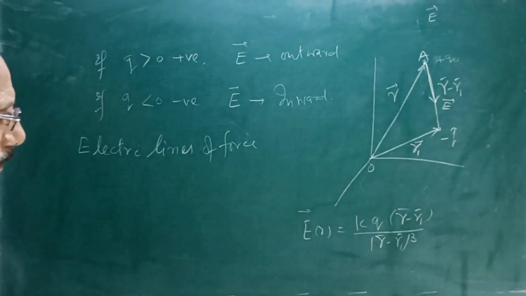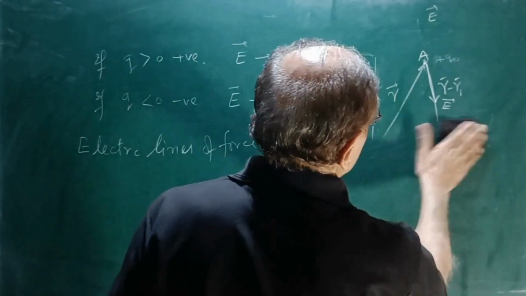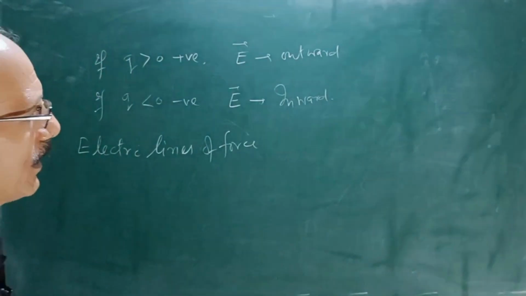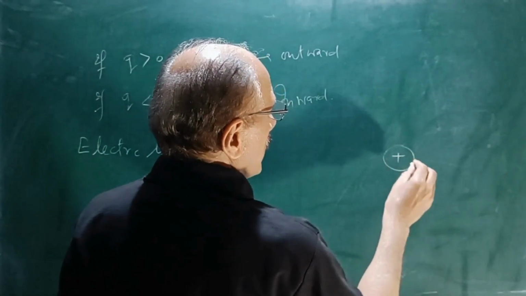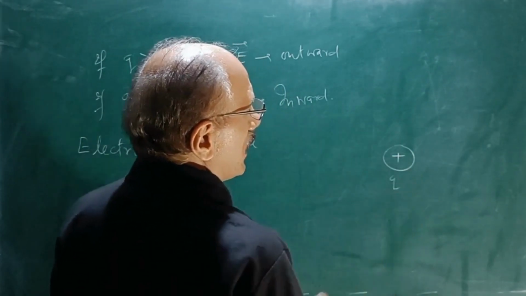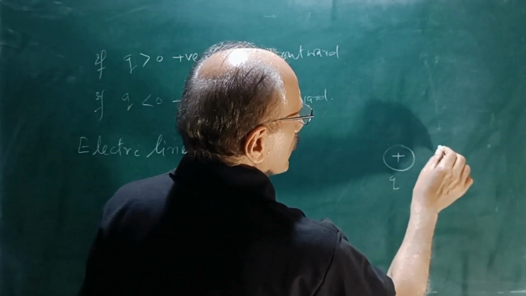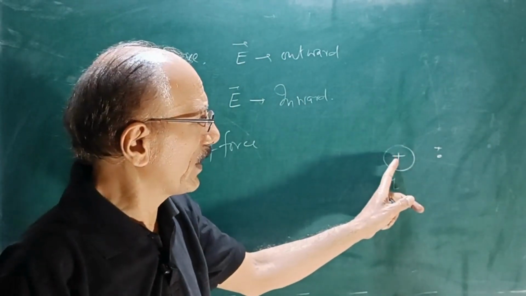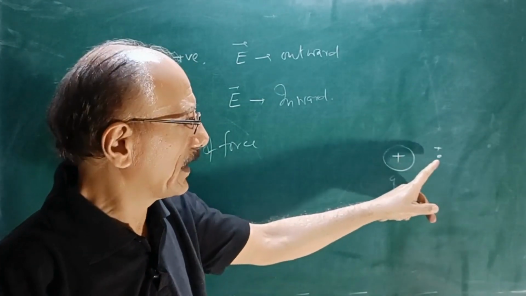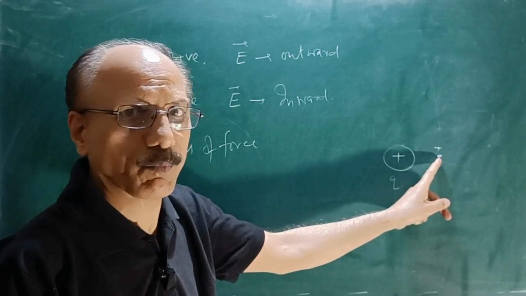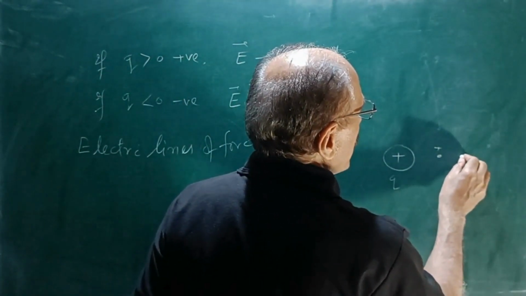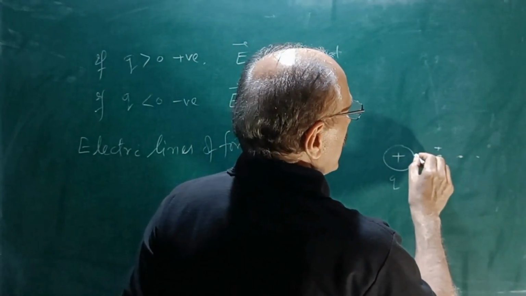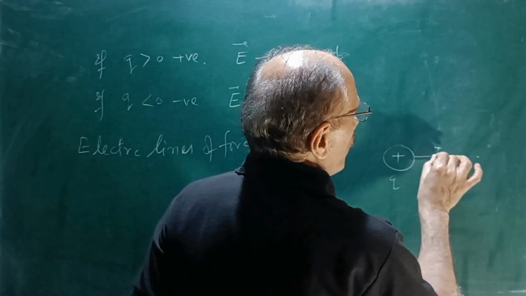Electric lines of force. If you consider a charge over here, this is positive charge Q, and if you bring a test charge here, the test charge is always positive. If this charge is free to move, where will it move? Because this is positive and this is positive, it will push it, so it will move somewhere here. From here it will push again, then move this way. So if the charge is brought here, it will move like this.